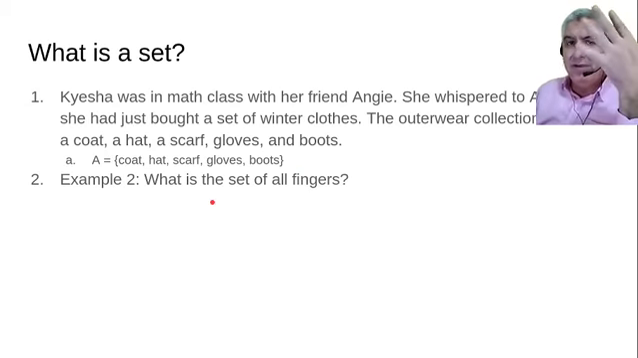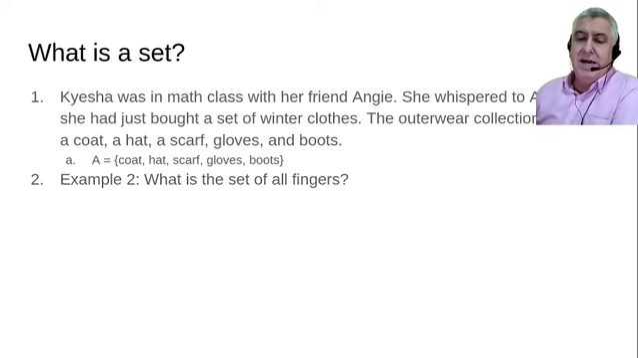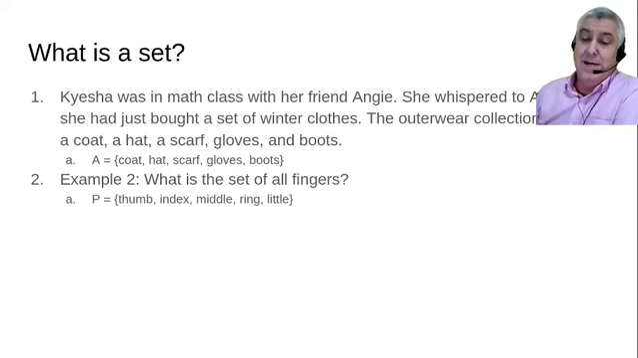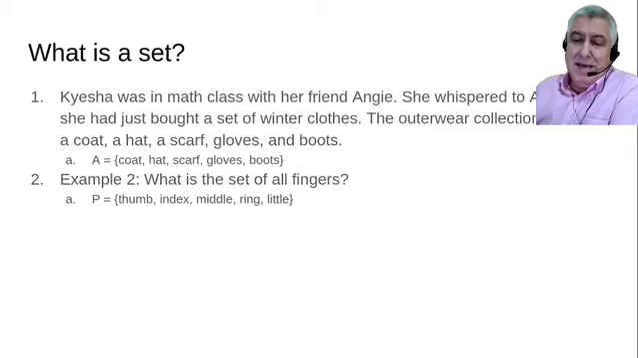My next example, what is the set of all fingers? So here are my fingers. And what are my fingers? Thumb, index, middle, ring, and pinky. So when I write that out, I write capital P equals open brace, thumb, index, middle, ring, little, close.